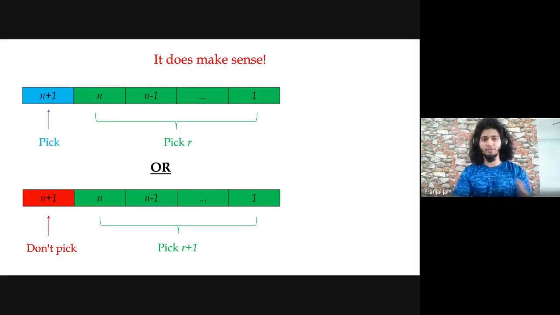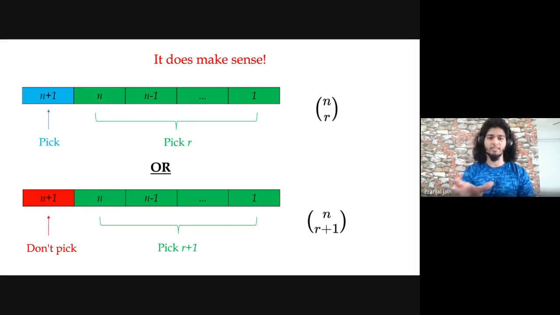And if we count the number of ways of doing it this way, then for the first case, you have nCr ways because the first choice of n plus one is fixed. So there's only one way to do that. And there are nCr ways of choosing r objects from n objects. So you get this. And likewise, in the second one, you have n choose r plus one because from the green ones, you're picking r plus one. So since it's an exclusive OR case, you add them, and this also covers all possible cases.